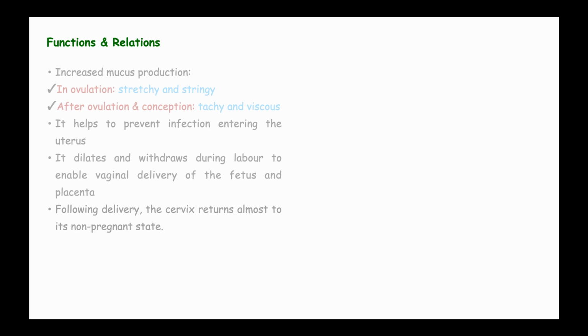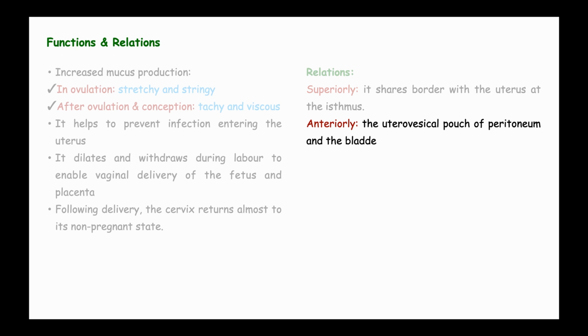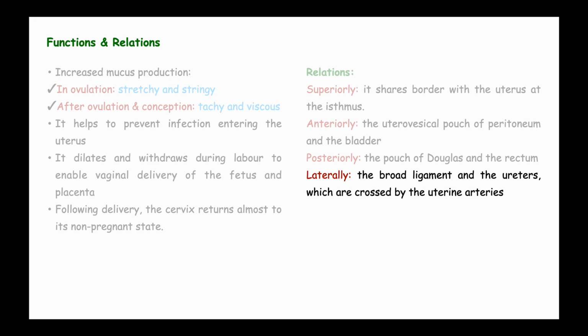Now, what are some of the relations of the cervix? Superiorly, the cervix shares a border with the uterus at the isthmus. I'll show you a picture very soon. Then anterior, that is in front of the cervix, we have the uterovesical pouch of peritoneum as well as the bladder. At the posterior part of the cervix, we have the pouch of Douglas and the rectum. Then laterally, we find the broad ligament and the ureters, which are crossed by the uterine arteries, all of it relating to the cervix.